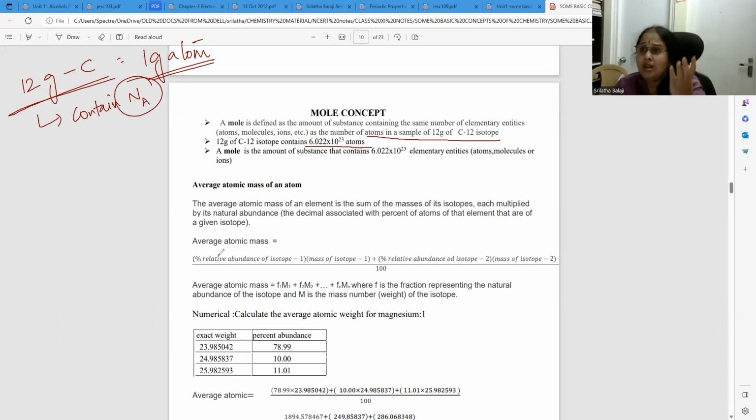So, mole is the amount of substance which contains this Avogadro number of elementary entities. When I'm saying elementary entities, they could be atoms or molecules or ions, anything. So these are Avogadro number of particles in short. Got it? So 1 mole of a substance refers to what? It is that mass which contains Avogadro number of particles.